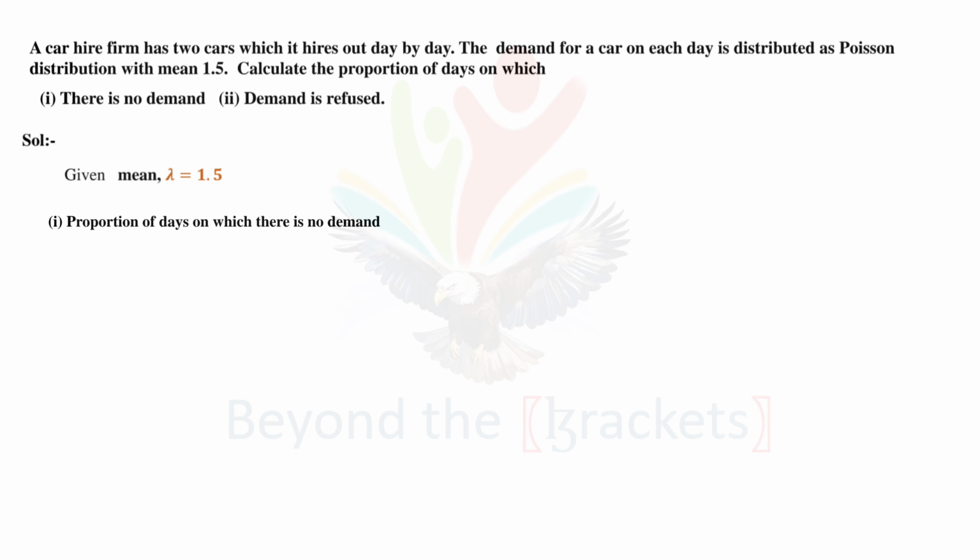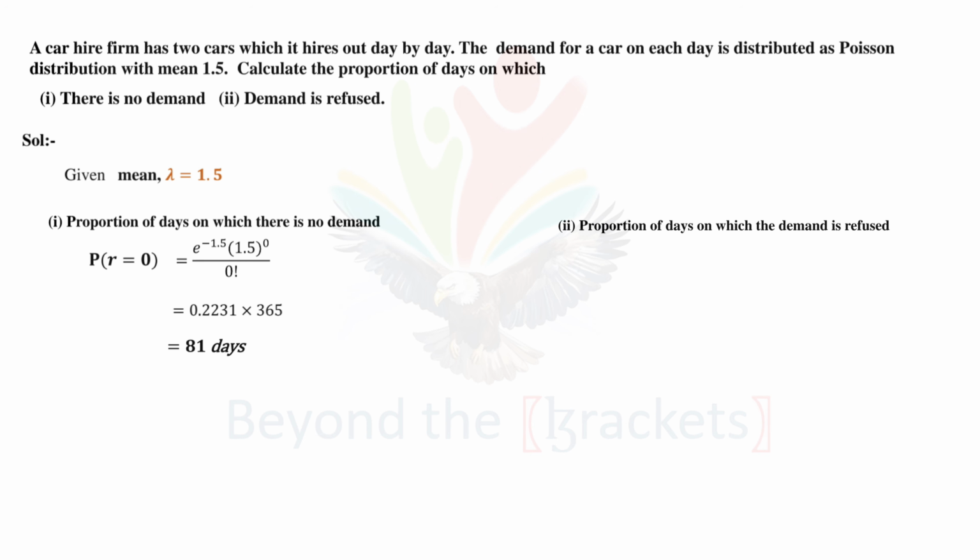In the first case, we need to find the proportion of days on which there is no demand, which is given by P of R is equal to 0. Substituting the values in the probability mass function, we get e power minus 1.5, 1.5 power 0 divided by 0 factorial, which simplifies to 0.2231. Converting this into the number of days, we multiply by 365, giving approximately 81 days in a year.